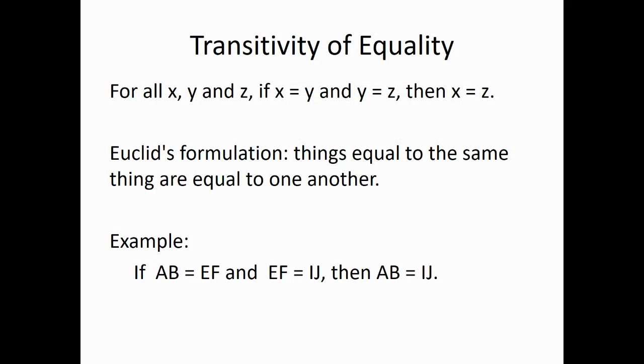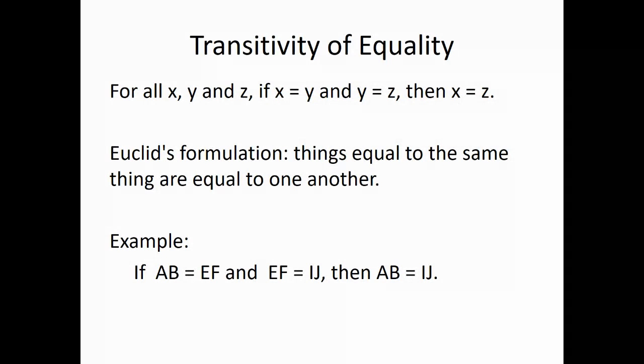Here's Euclid's formulation. Things equal to the same thing are equal to one another. And notice how that does apply. If you look back up at the first line, both x and z are equal to y. That is, we have things equal to the same thing. And then we say that those two things, that is x and z, are equal to one another.